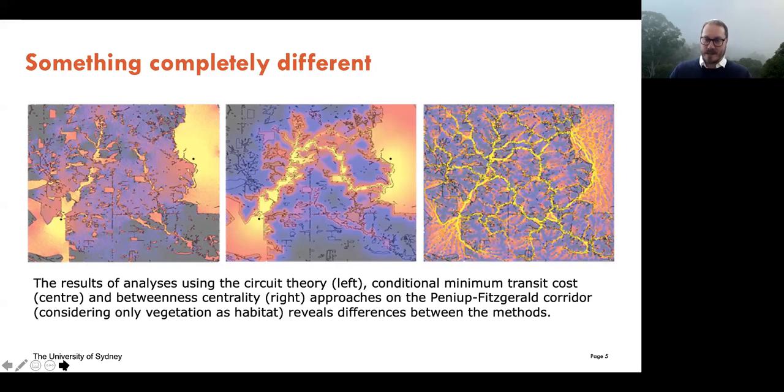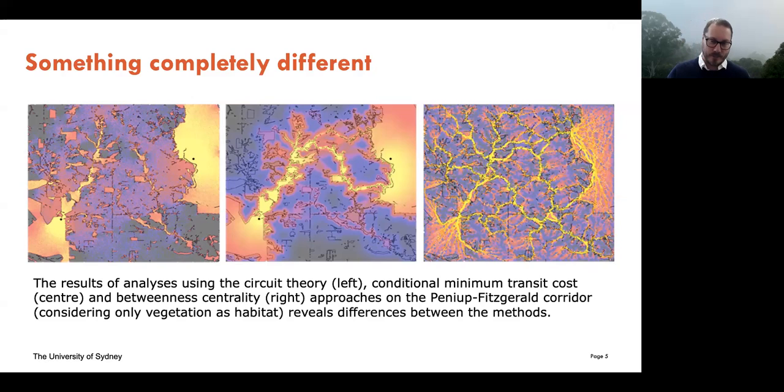And so this happens to be 3 examples of those models. One of those is called circuit theory. There's another one called conditional minimum transit cost. And another one which uses betweenness centrality, which comes from the background that I have, which is in network science.